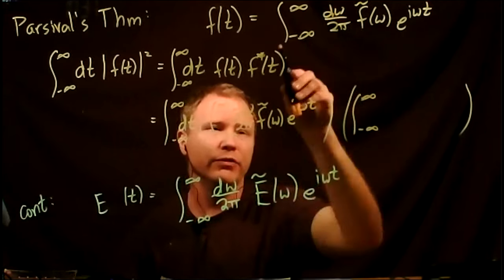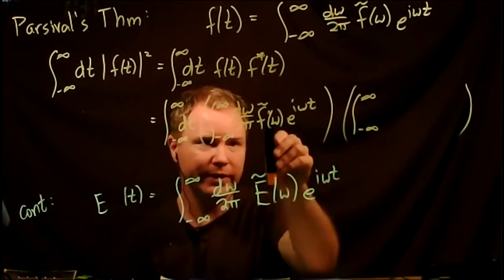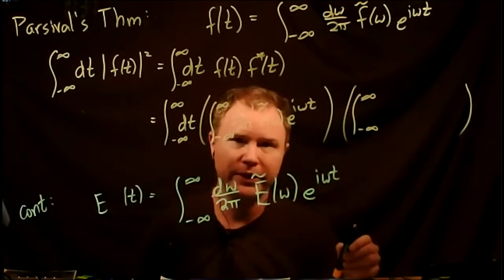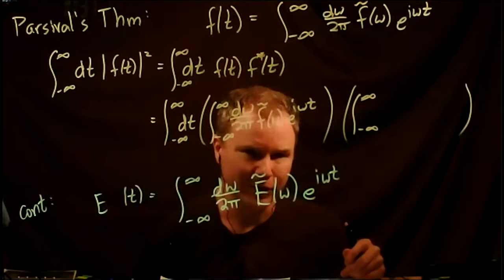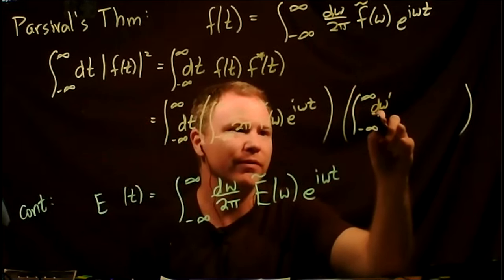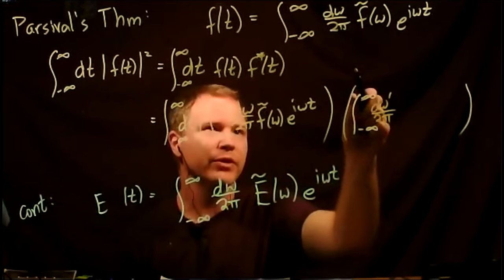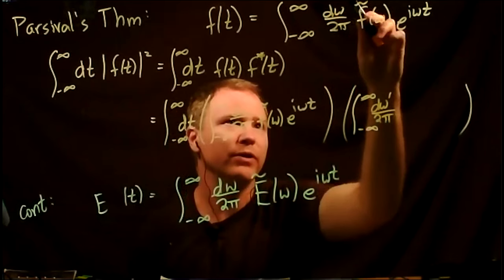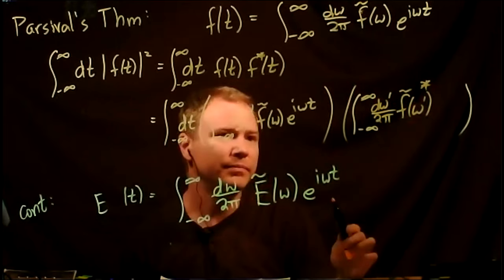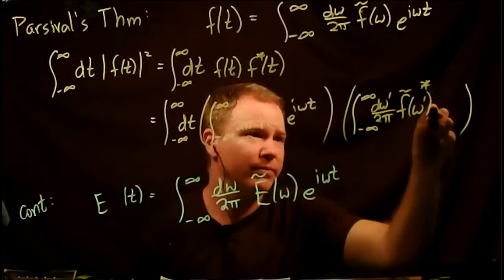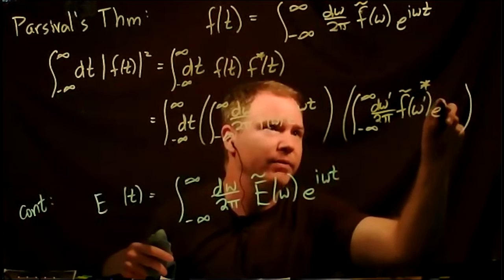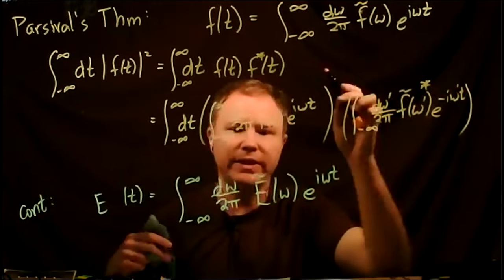here I need a different variable to integrate over, because if you think of this as a sum of a whole bunch of terms, and this is a sum of a whole bunch of terms, eventually I want to multiply them all together and keep track of all the cross terms properly. In order to do that, I need to declare a new variable of integration here, omega prime. So that's still real, that's fine. f tilde of omega prime, star, and e to the i omega t becomes e to the minus i omega prime t.